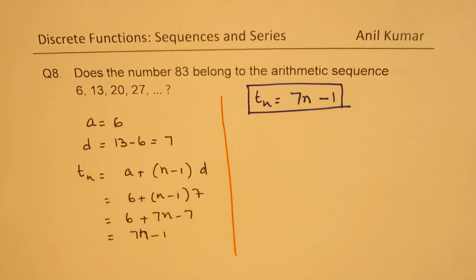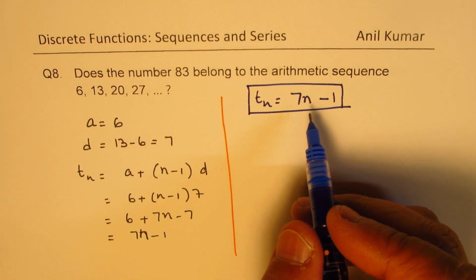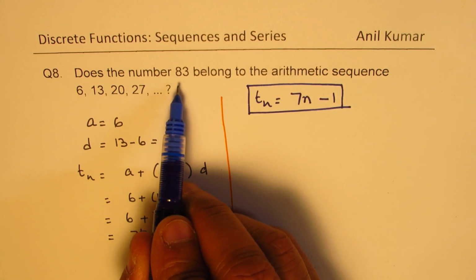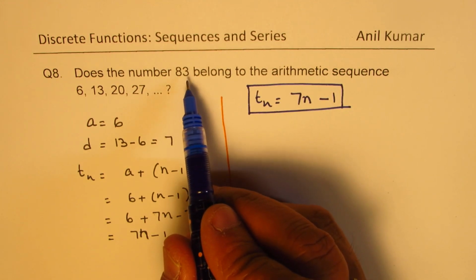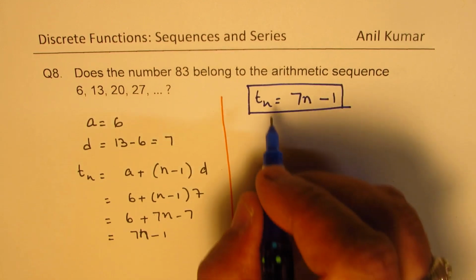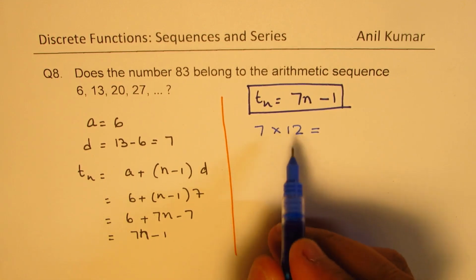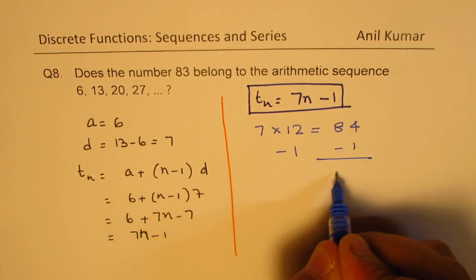So multiple of 7, 1 less than that. That is what we are expecting. So do we get 83? That's the question, correct? Okay. So if I divide 84 by 7, then what do I get? 7 times 12 is 84, right? 7 times 2 is 14, carry 1, 84. And when you do minus 1, we do get 83.